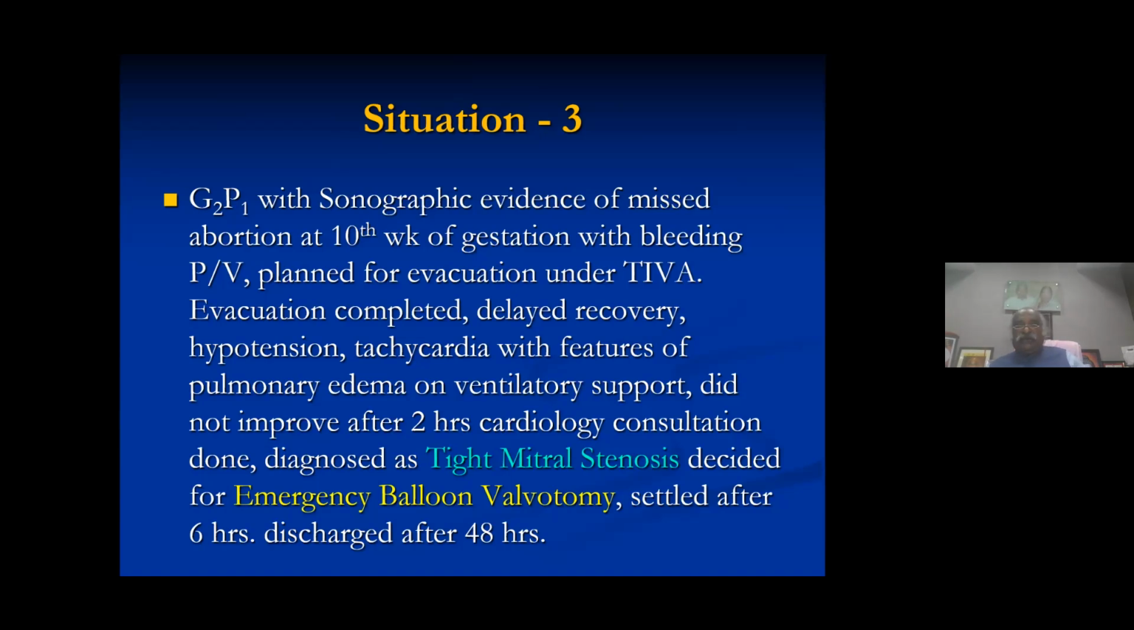So cardiology consultation was done, and the cardiologist saw her and found that this is a case of tight mitral stenosis, MS, with a valve diameter of less than 1 centimeter, and therefore it was decided to do an emergency balloon valvotomy.